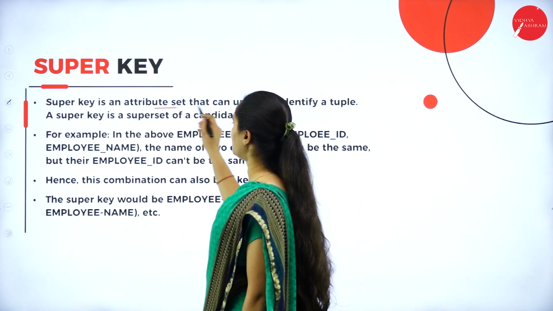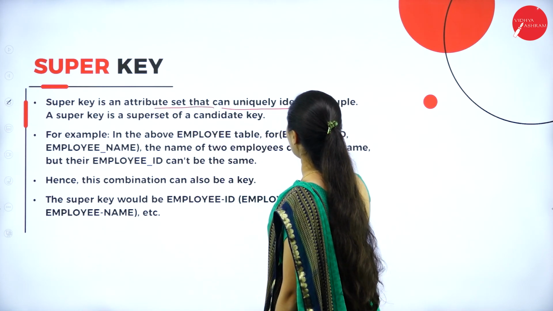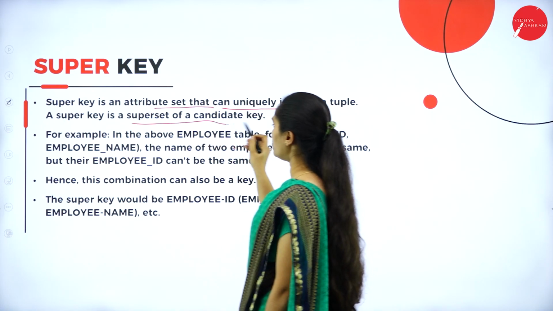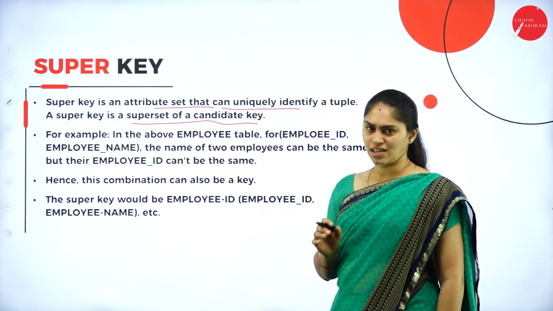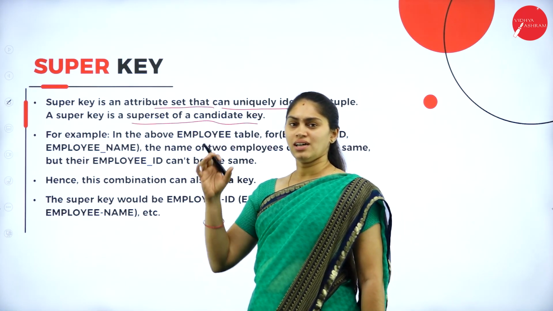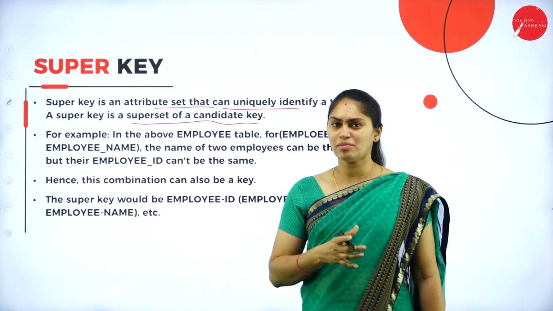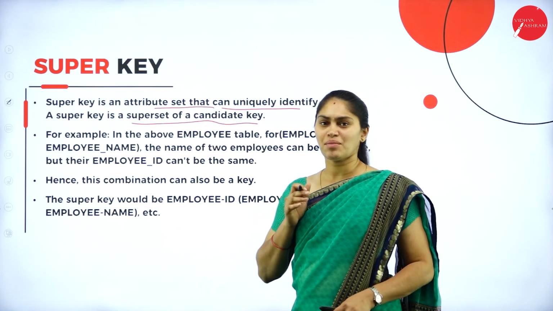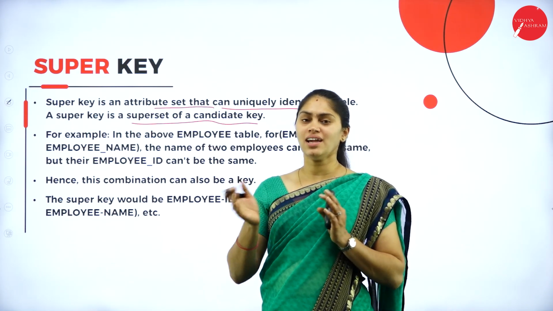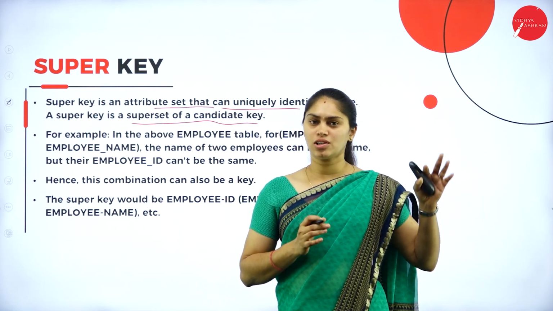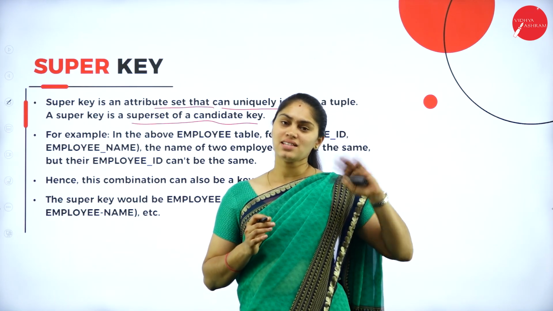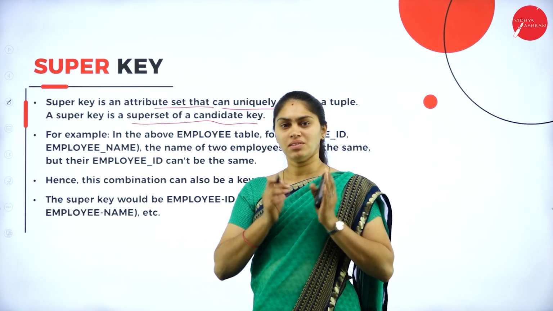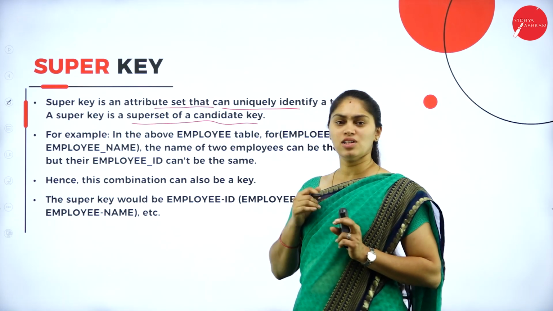Then what about this super key? A super key is an attribute set that can uniquely identify a tuple, and it is also a superset of a candidate key. So apart from the primary key, the remaining attributes will be considered as candidate keys. In this super key, I am just going to make a group of 2 or 3 attributes and another group of 2 or 3 attributes as another set. Then whenever we combine them, it will become a super key.